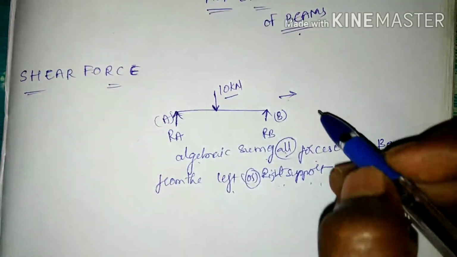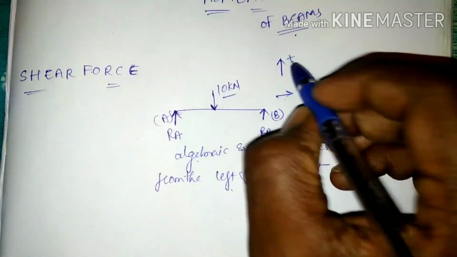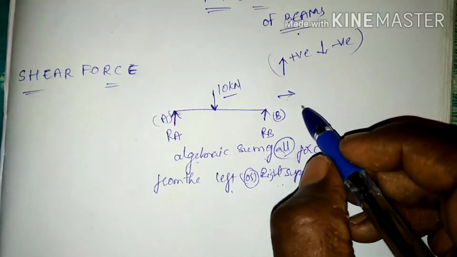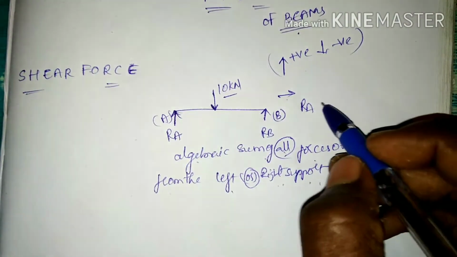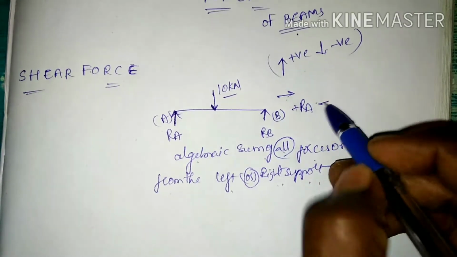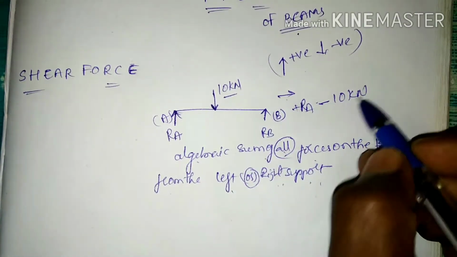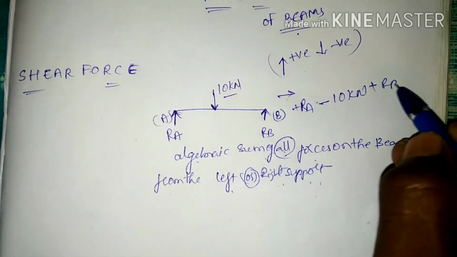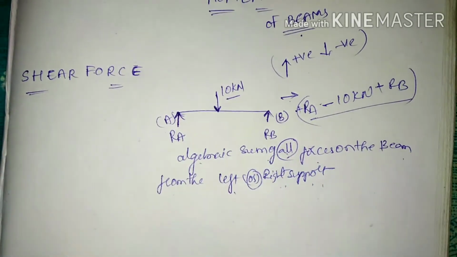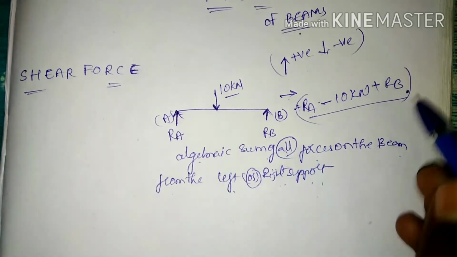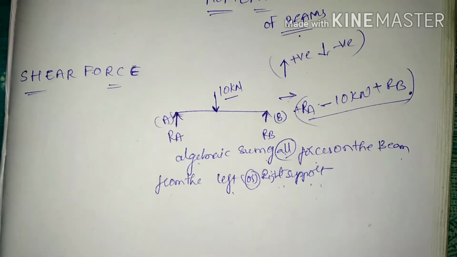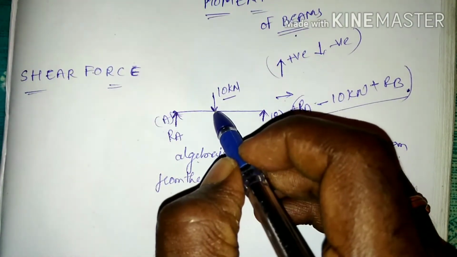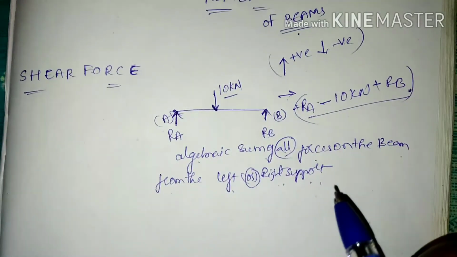Here it is in the upward direction. I am considering the upward direction as positive and the downward direction as negative. Then RA is positive, then 10 kN downward, 10 kN, minus RB. This is the shear force at the end. We are considering the shear force at support A, at the load which is acting, and at B support.